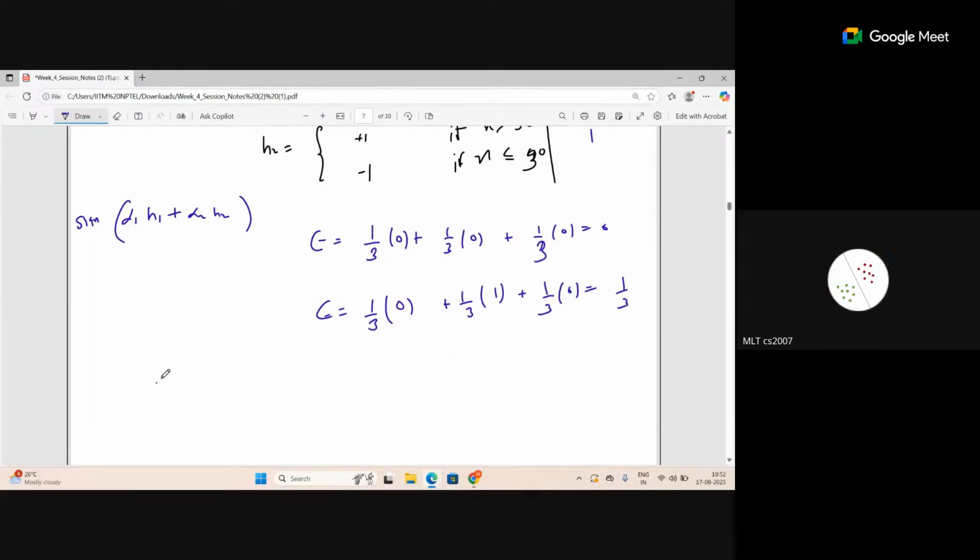And for the second stump, it will be what? This is for the second stump, right? This is h2 and this is for h1. The error for h1. So now we will look into this part. Let's say, okay, you just think about h2 now.